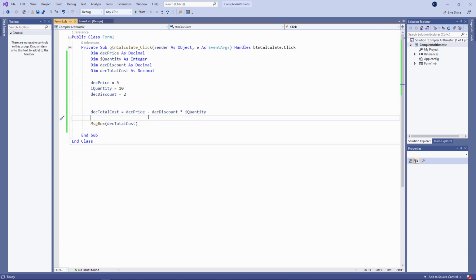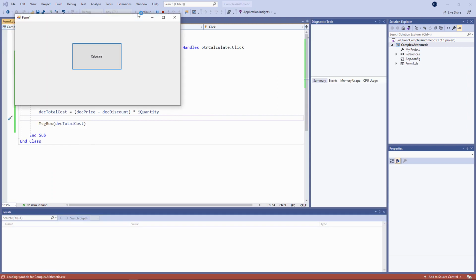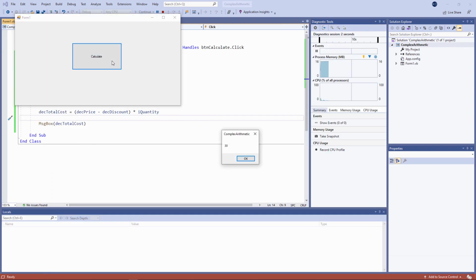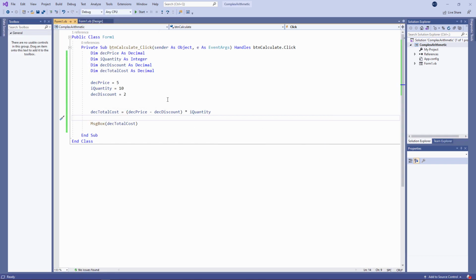If I want the discount to be applied first, in other words, I want the subtraction to happen first, I can control it using brackets, or parentheses as they're otherwise known. Like this. So now anything inside the brackets will happen first. And there's the £30 I was expecting. You may well have come across this already.